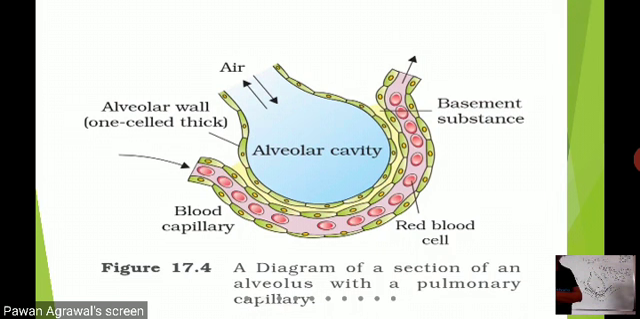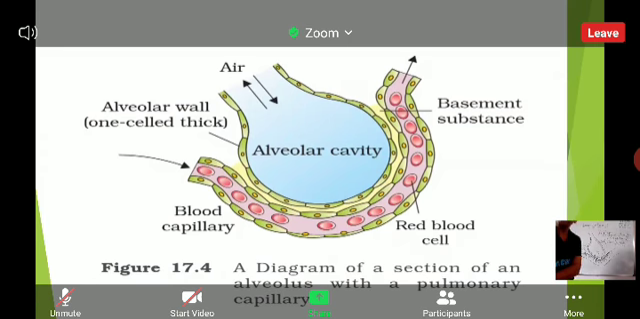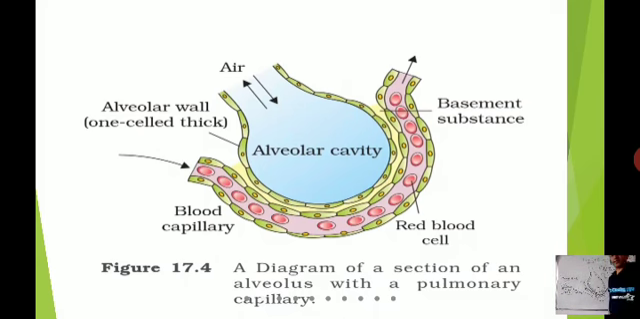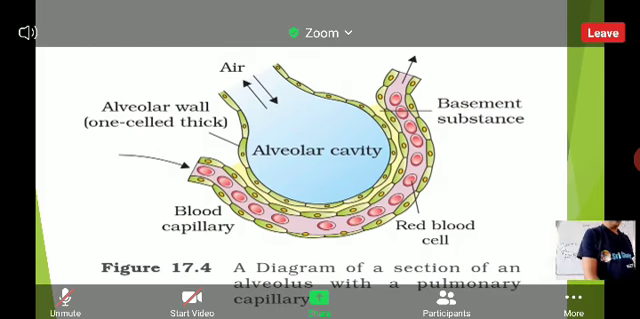Is it clear? Or any confusion? Yes, alveolar ducts also take part in the gaseous exchange. Respiratory bronchiole, alveolar ducts, atria, alveolar sac, alveoli. But the main site is the alveoli. What is the main site? That is the alveoli. So this is the point that you have to remember.